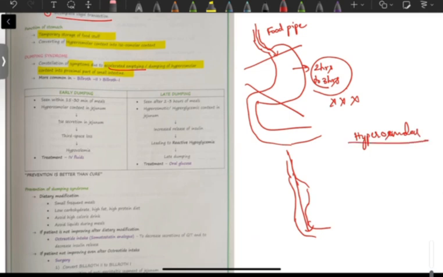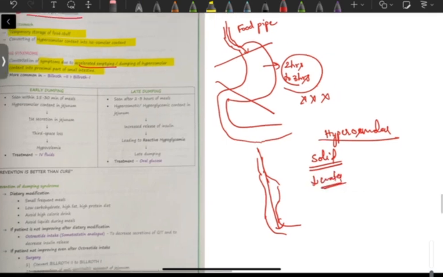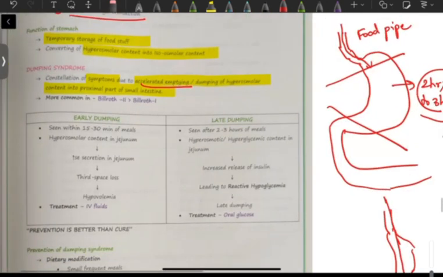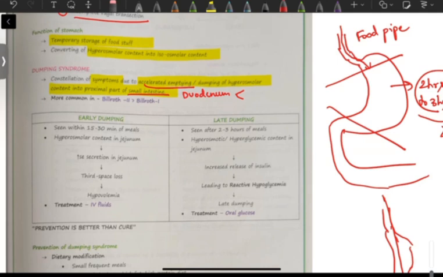Hyperosmolar means there is decreased water content, it is like solid. Once it enters the stomach, it will become isoosmolar because of acid and all other mechanisms, like enzymes. Since here no stomach is there, whatever hyperosmolar content is there is directly entering the proximal part of the small intestine. In case of Billroth 1, it is the duodenum, and in case of Billroth 2, it is the jejunum directly. Okay, so because of this, it is called dumping syndrome.